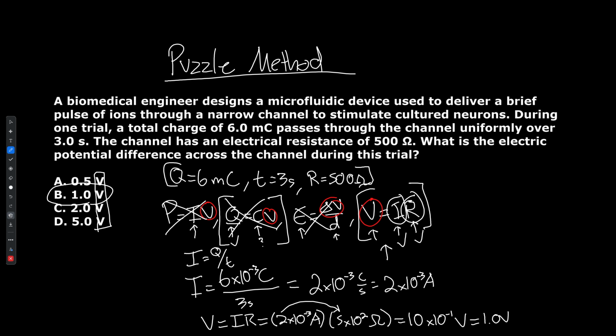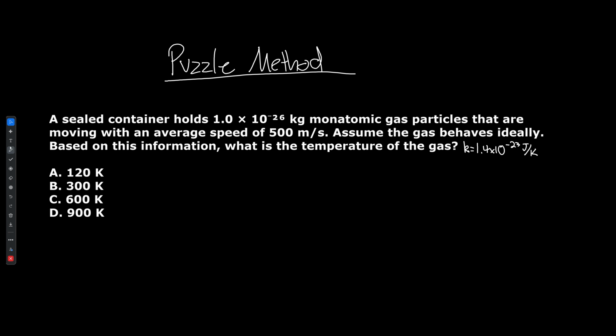That's the first example. Let's do a different one just to see if this truly makes sense. Using this other problem that I've given you, a sealed container holds 1 times 10 to the negative 26 kilograms of a monoatomic gas that are moving with an average speed of 500 meters per second. So we have a mass. The mass is equal to 1 times 10 to the negative 26th. And the average speed is equal to 500.